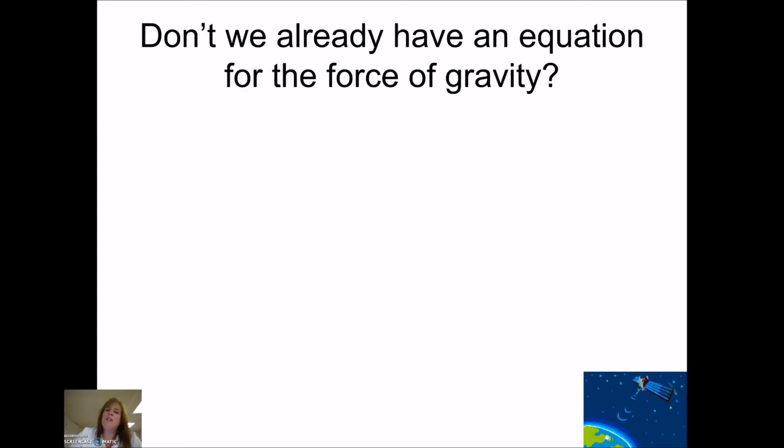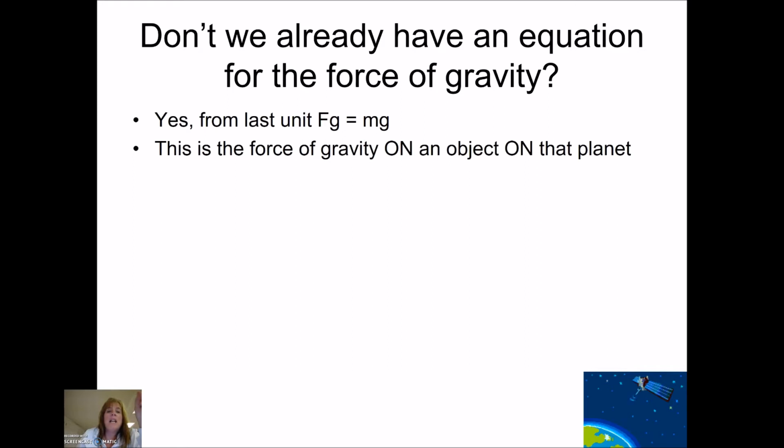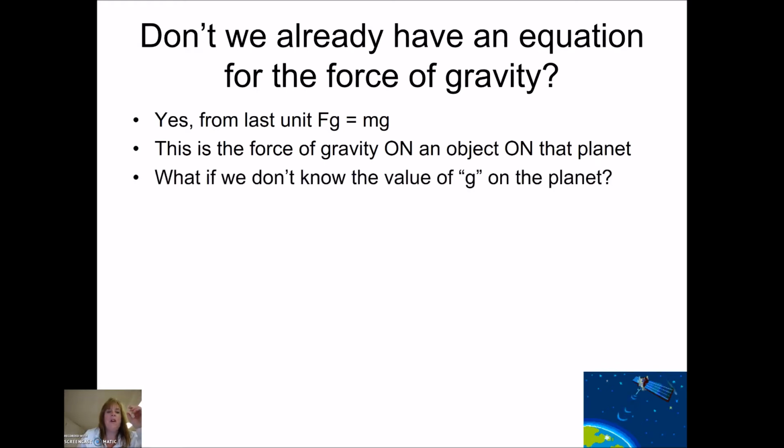You must be thinking, wait, Mrs. Campbell, we already have an equation for the force of gravity. We have that mg equation from our last unit on forces. The force of gravity is the mass times the acceleration due to gravity on a planet. But that's the force of gravity on an object that's on that planet. What if we don't know the value of g on a planet? Then what do we do? I know on Earth it's 9.8, but what about on Mars or Jupiter or Saturn? What's g there? Well, there's actually a way to figure it out.